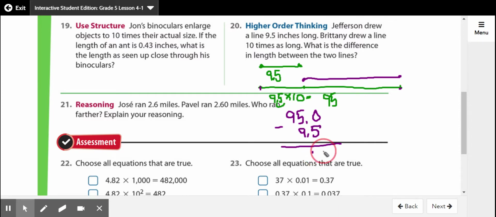But please get out your calculator and you will find that the answer is 85.5. So her line, yes, it's 95 inches long, but it's 85.5 inches longer than his. So she didn't go 95 inches longer than him because he went a little ways. He went 9.5, but then she kept going 85.5 inches longer. Okay, so that was awesome. Good job, Brittany.